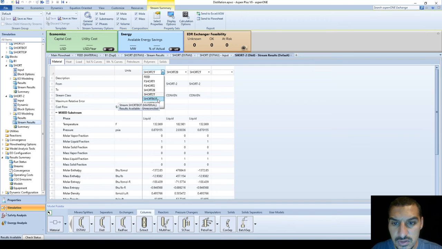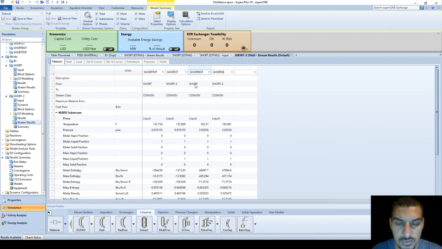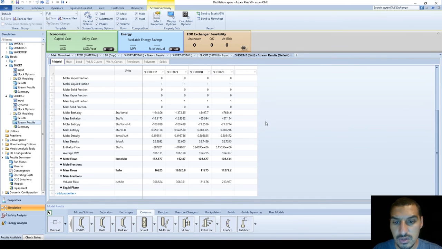The short top, this is the design, and the short top, this is the rating. Then short one bottom and short two bottom. So this is the top product of the design mode, this is the bottom product of the design mode, this is the top product of the rating mode, and this is the bottom product of the rating mode. I'm putting them side by side just to see the differences easily.